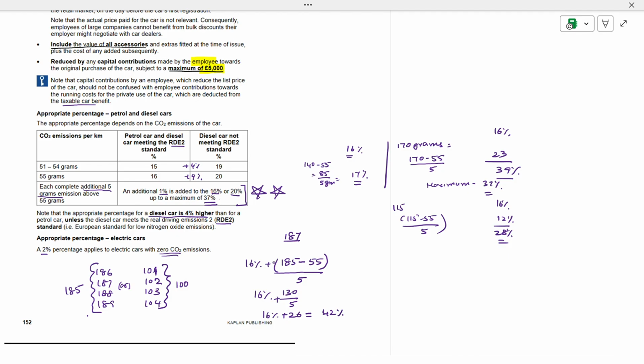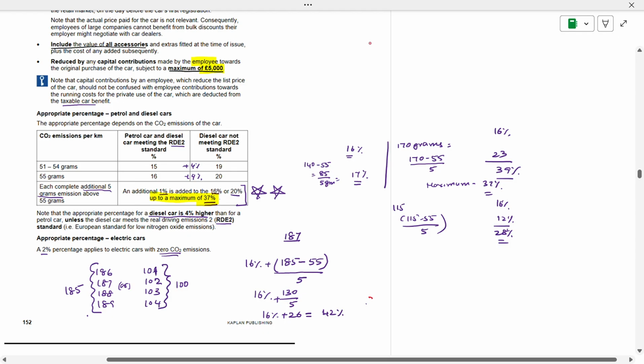We cannot take that, as they have said very clearly. The rule is that it is going to be a maximum of how much? See, it is given here. It is going to be up to a maximum of 37%. Even if you are getting 38%, you should not take 38%. You have to take 37%. Even if you are getting 42%, you have to take 37% only.